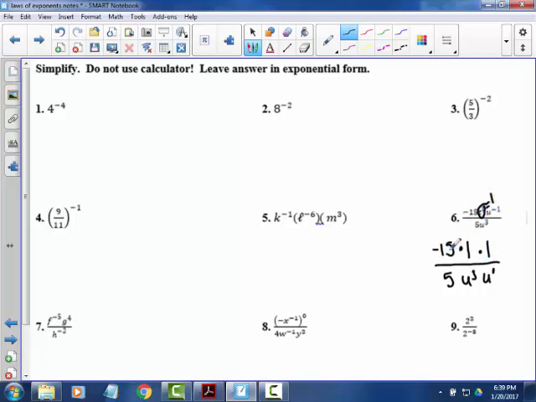Now, I can do some basic arithmetic here. Negative 15 times 1 times 1 divided by 5 is equal to negative 3. So I'm going to write that down, and then I'm going to leave u to the third and u to the first in my denominator. Those are the 2 laws of exponents that we've learned, and I'm going to have you leave it there. Later on in the week, we're going to learn some more laws, and you'll be able to simplify that even further. But for today, we're just going to stop there.